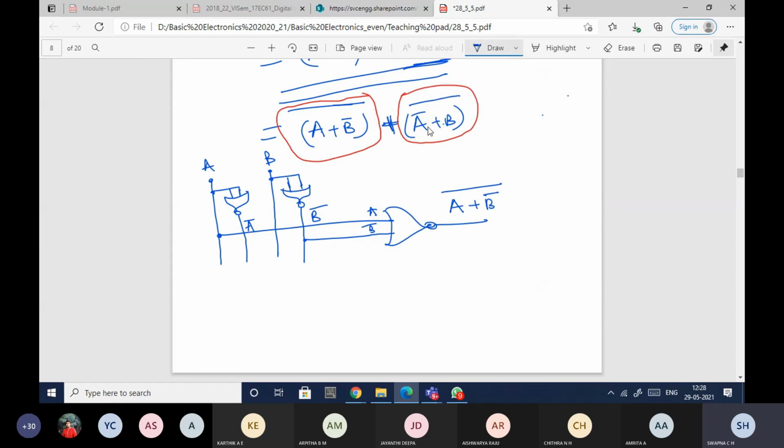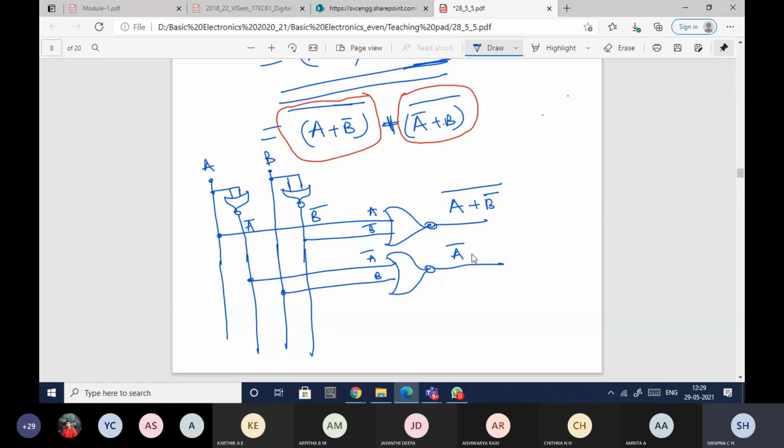This one I need to get. Okay, so it is nothing but A bar plus B. This is my A bar, this is my B. Give it to the NOR gate so that I'll get (A bar plus B) whole bar. Okay, now I've got this one, I've got this one. Now I need to get this plus this whole bar.